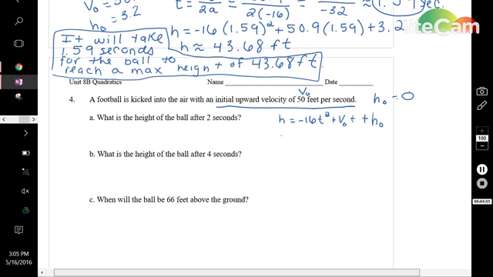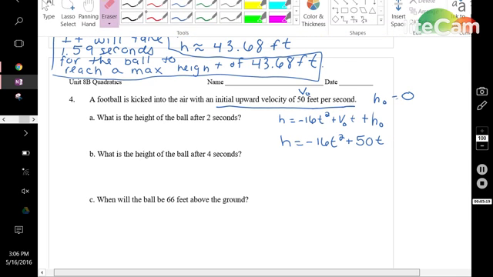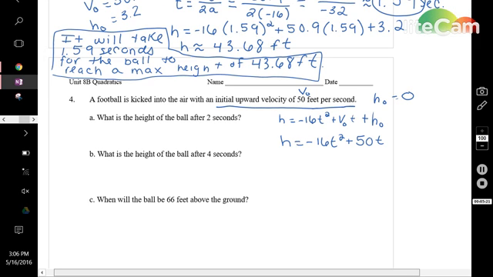So if I plug this in, the equation I would use for this problem is negative 16 t squared plus 50t plus 0. Now it's not really necessary to write the plus 0. So if we want, we can erase this plus 0 because we don't really need it. If you kept it there, it's not wrong, but it's just not necessary.